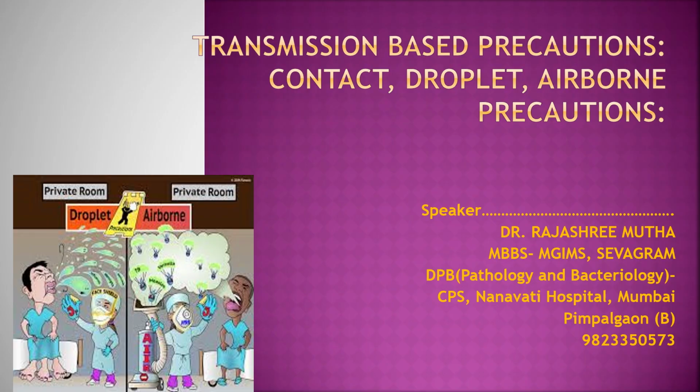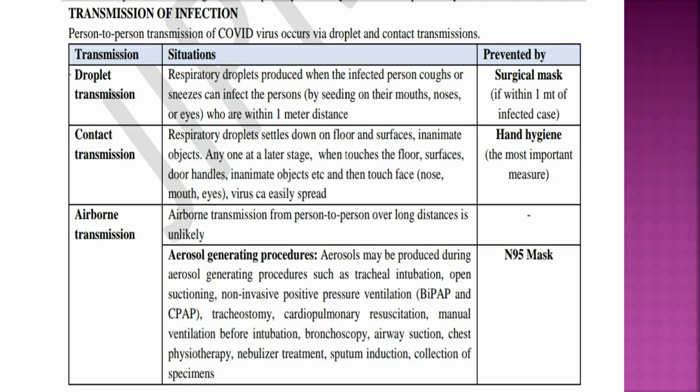Hello students, today we will study about transmission based precautions. So what are the types? They are contact transmission, droplet transmission and airborne transmission. So what are the causes and what we have to do for that? So what are the precautions?